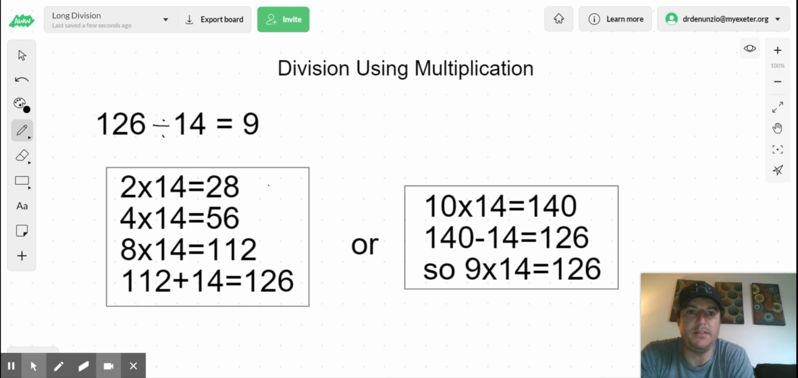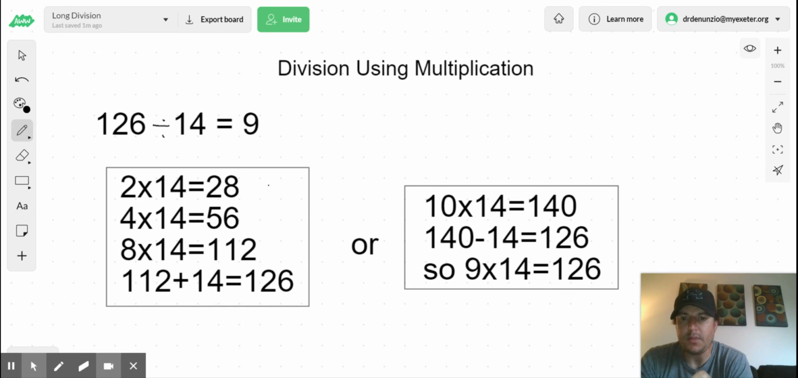Today we're going to be doing division, long division, two ways, one using multiplication and then regular long division. As you can see, I've already created the board. I'm going to explain it, and then the last problem I'm actually going to do with you. First, the problem is 126 divided by 14, and that will equal 9, as I will show you.